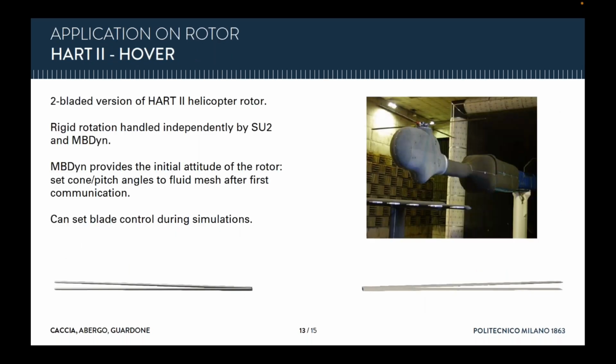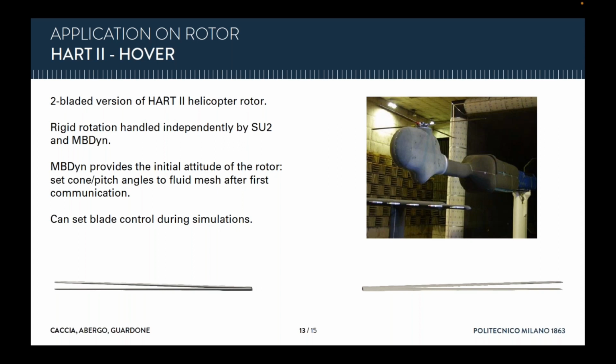Last, we show a very simple test case of a helicopter rotor. We take the structural model of this helicopter, but we reduce the number of blades from 4 to 2. And in this case, we treat independently the rotation of the blade in SU2 and in MBDyn, so they are separate. And we have the rigid rotation of the body. And we build our CFD mesh on a, let's say, flat rotor disc. And then we use MBDyn to set the cone angle of the blades and also the pitch angle of the blade.